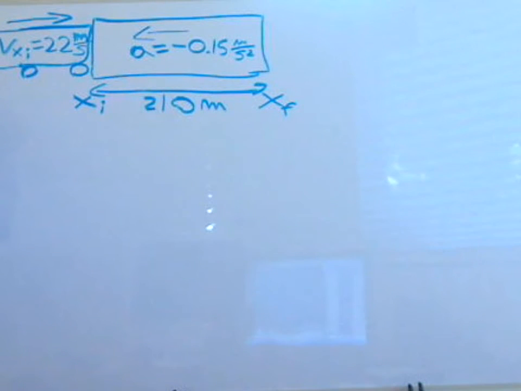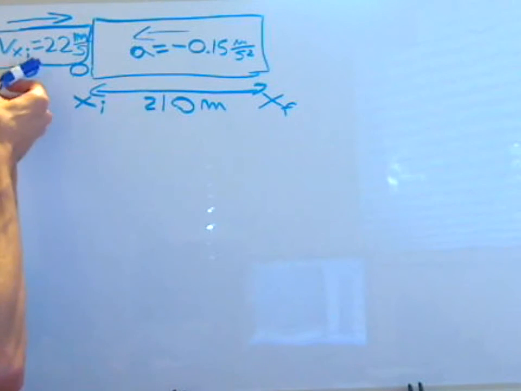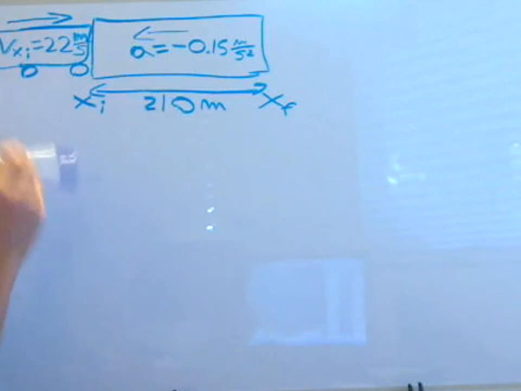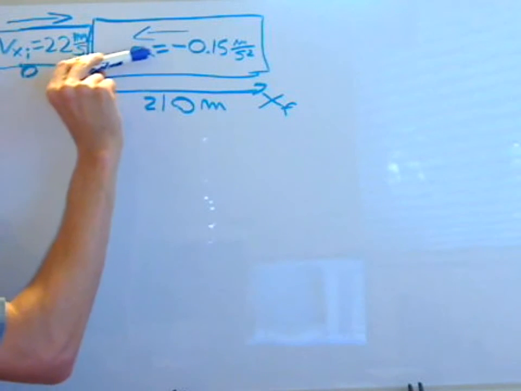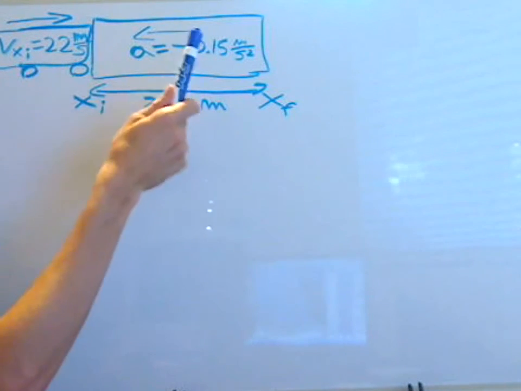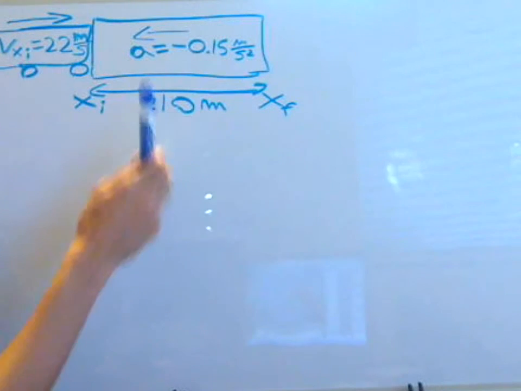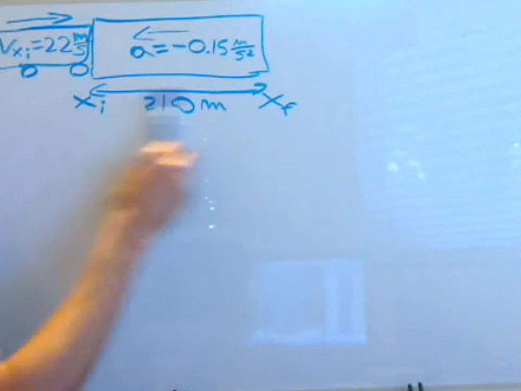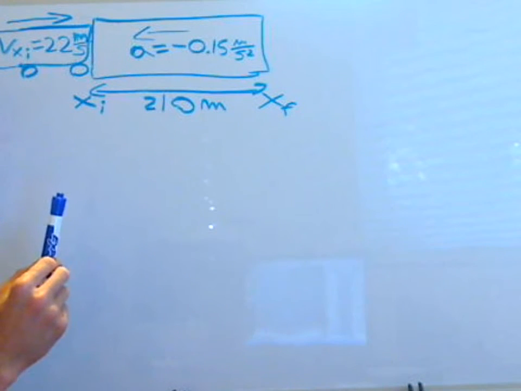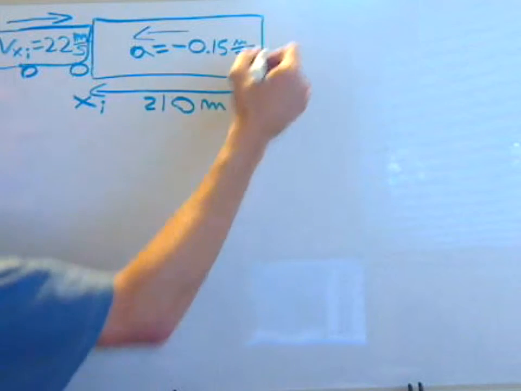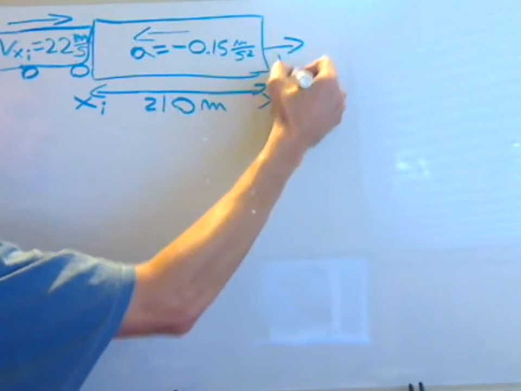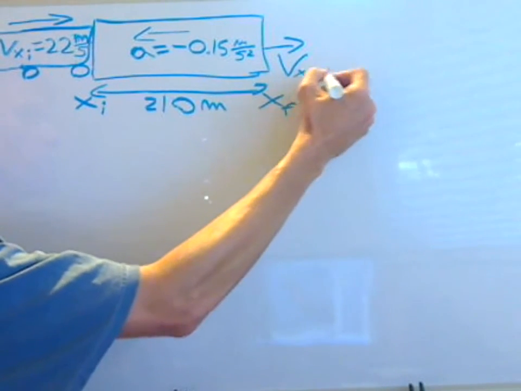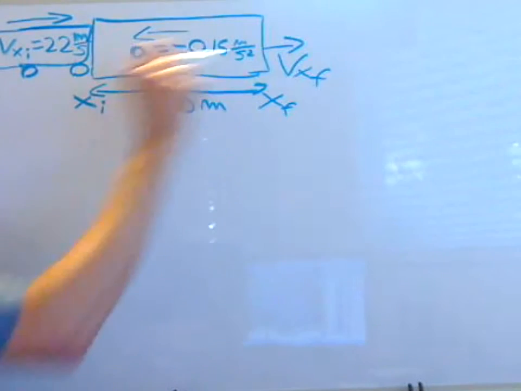Okay, so let's go ahead and work this example of the train going through the station here. What we're told is we have a train that's initially going 22 meters per second. It starts slowing down when it enters the station with a deceleration of 0.15 meters per second squared. And the length of the station is 210 meters. And we want to know how fast the train is going when it exits the station.